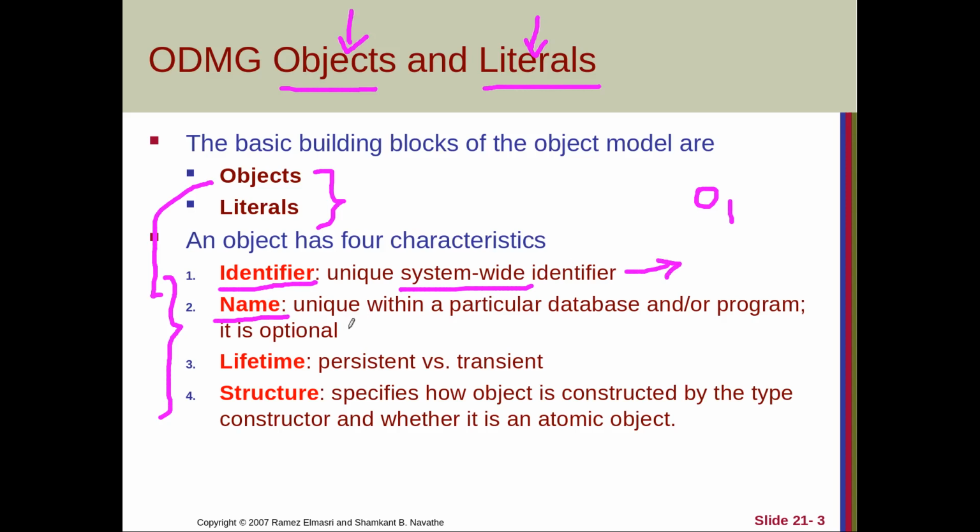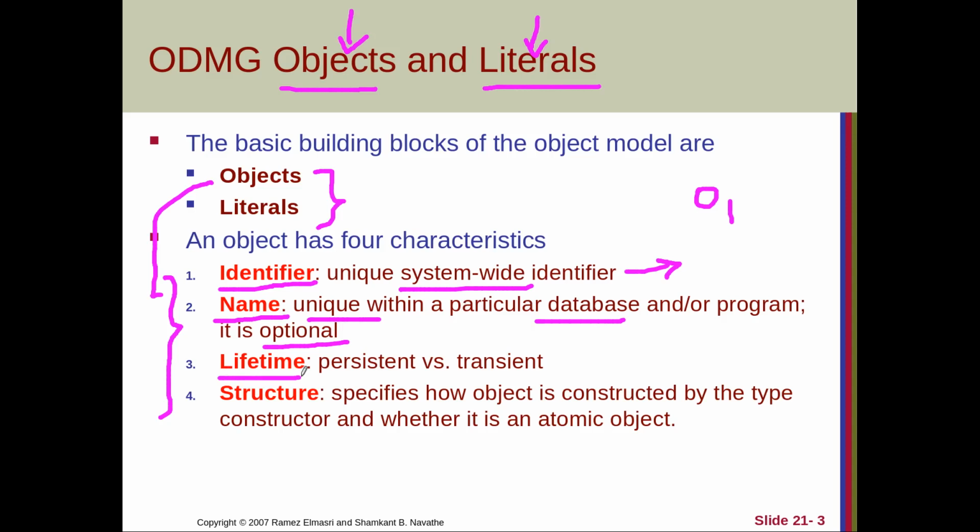Similarly, for an object we can have a name that is a unique name within a particular database or a program, but this object name is an optional part. We can have an object name, but it is not always required to have an object name for all the objects, but the identifier is always required, that will be generated automatically.